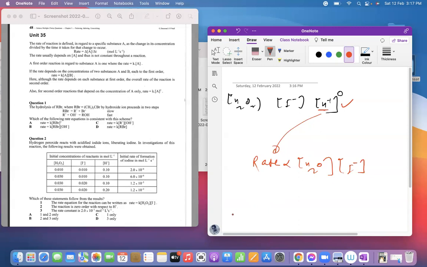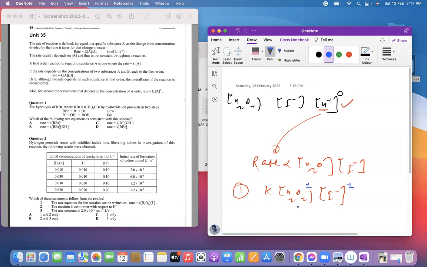Okay, let's check out the very first option. The rate equation for the reaction can be written as rate = k[H2O2][I⁻]. What does it mean? It means both are first order kinetics. From this equation, from statement 1, it is talking about H2O2 being first order as well as iodine first order.